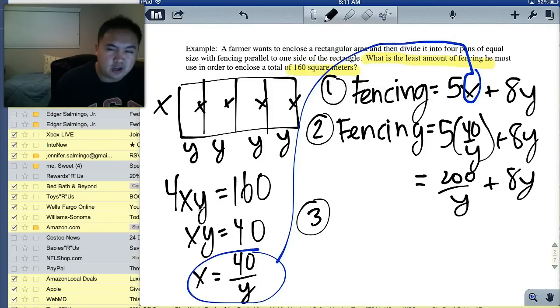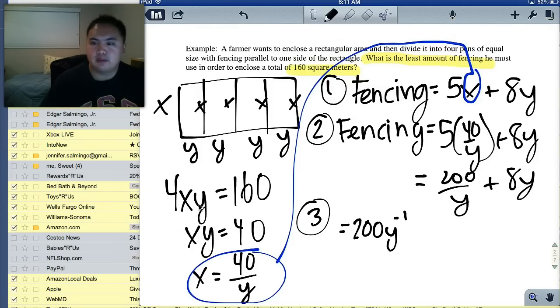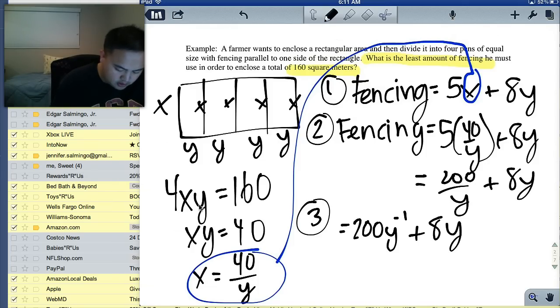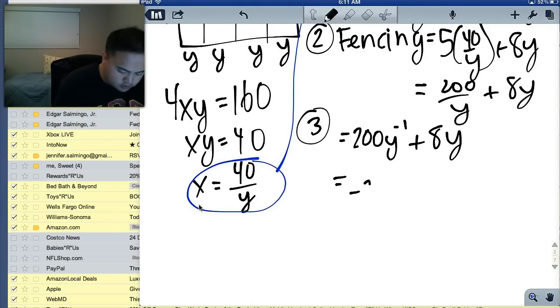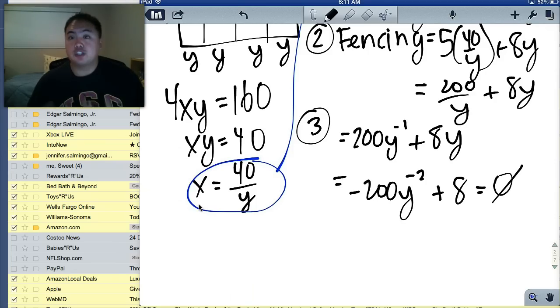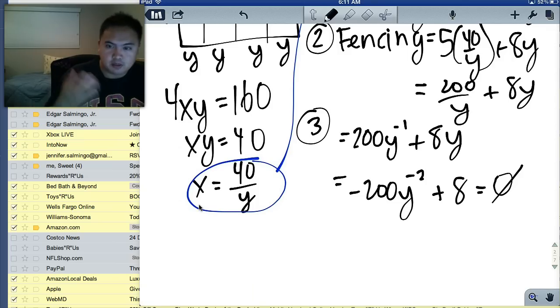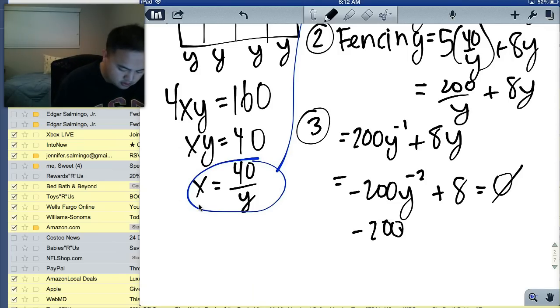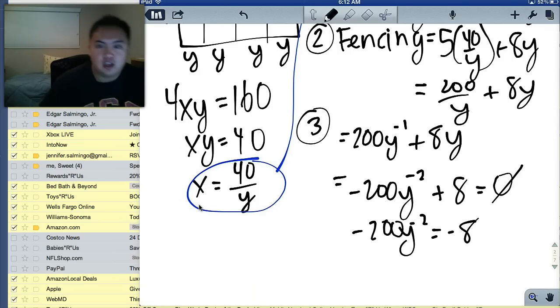So this one, you may say like, oh, I don't know how to take a derivative of 200 over y. Well, I could rewrite that. That means the exact same thing as 200 y to the negative 1, because y is in the denominator, plus 8y. Take the derivative of that, it's going to be negative 200 y to the negative 2 plus 8. So all I do is take the derivative, and I set that equal to 0. I will solve for y. Okay, so I'm going to subtract 8 from both sides. I'll divide both sides by negative 200, and I'm going to get 1 over 25.